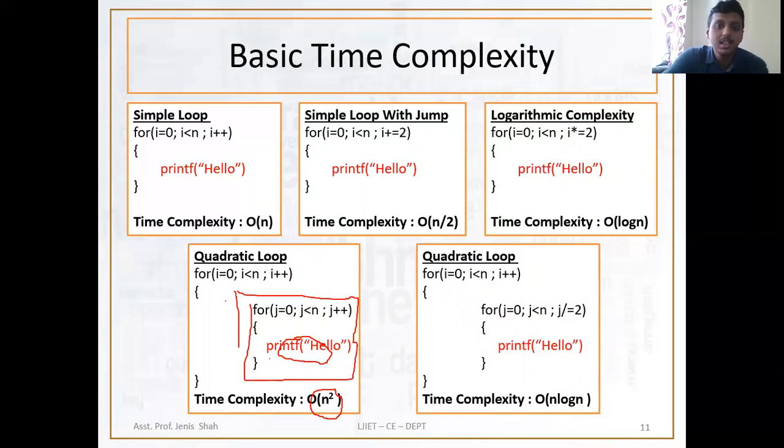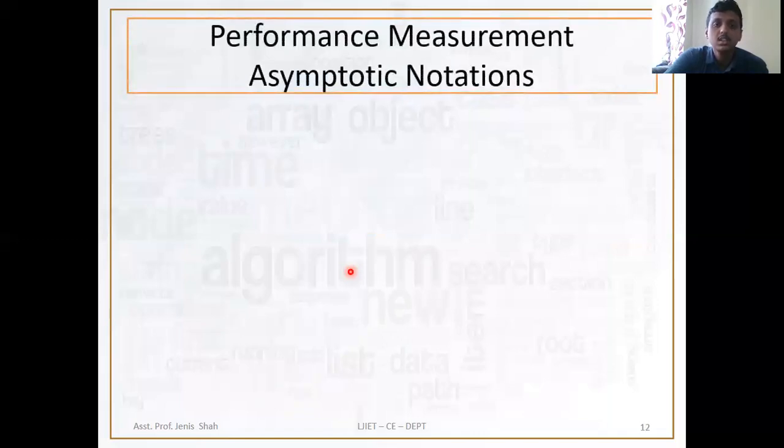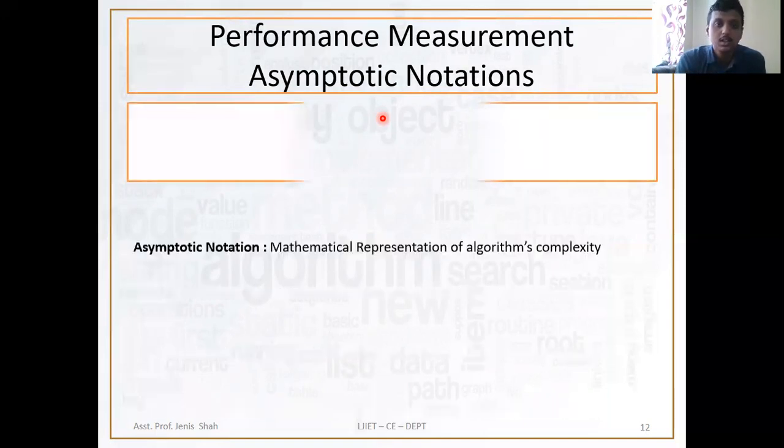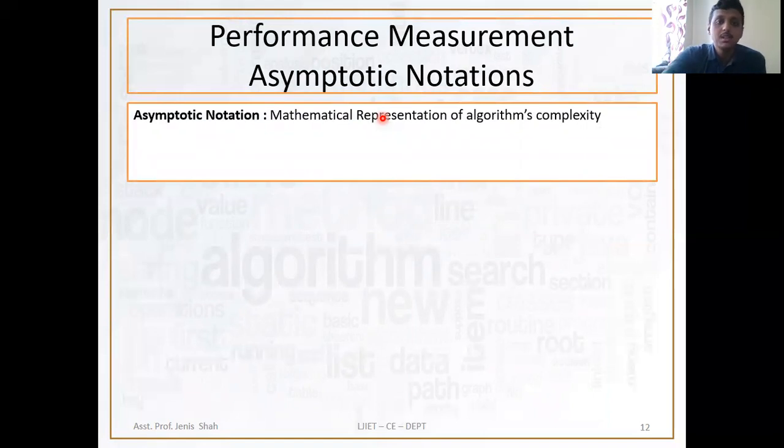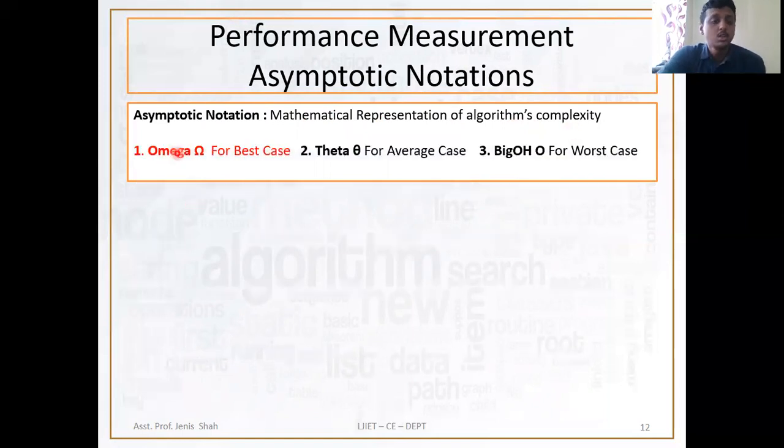So these are the basic time complexities of looping structures. Now the next topic is performance measurement, or asymptotic notation. The previous topic was performance analysis. This is performance measurement with asymptotic notations. Students, for each case, like best case, worst case, and average case, we have some asymptotic notations. What do we mean by asymptotic notations? It's a mathematical representation of an algorithm's complexity. Three notations are there. The first one is omega, that shows the best case.